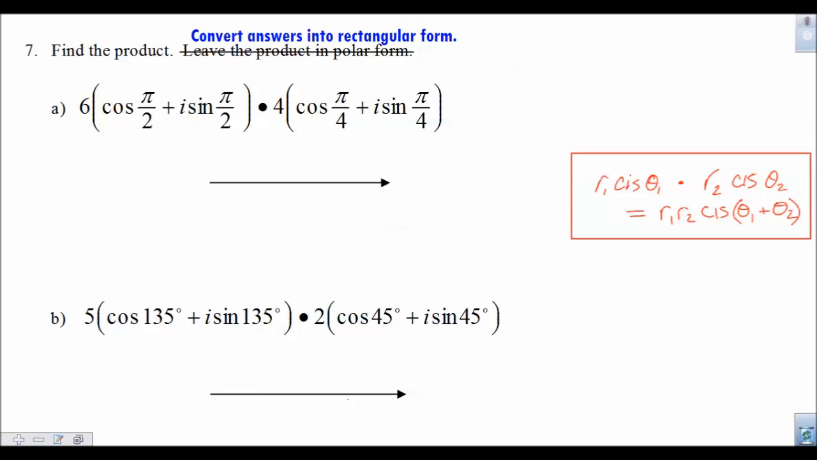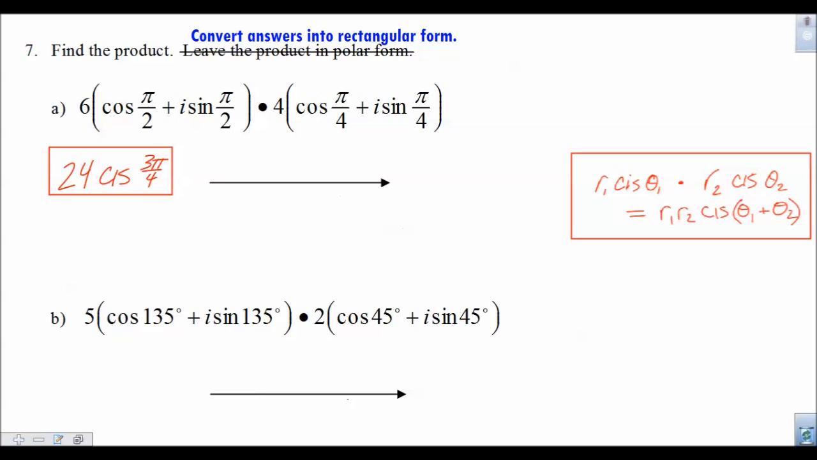So we're looking at this problem. Let's multiply our r's together and then add our thetas up. So 6 times 4 gives us 24, and pi over 2 plus pi over 4 would give us 3 pi over 4. Now if we wanted to convert this into rectangular form, we have to use the same form we did in the past. R cosine theta, r sine theta.